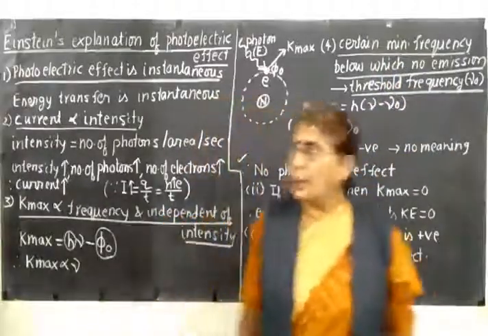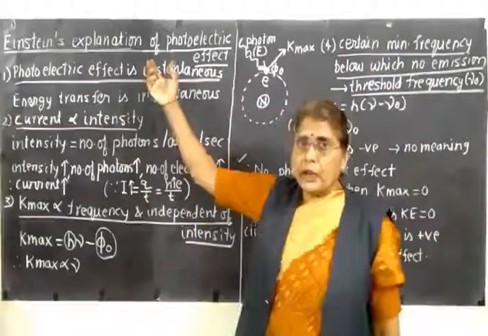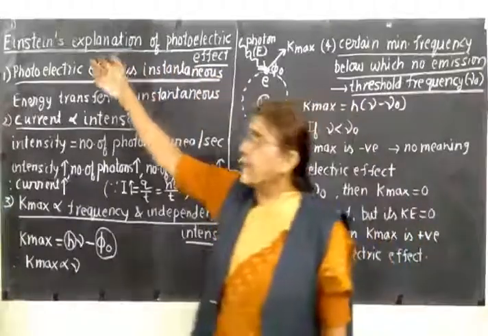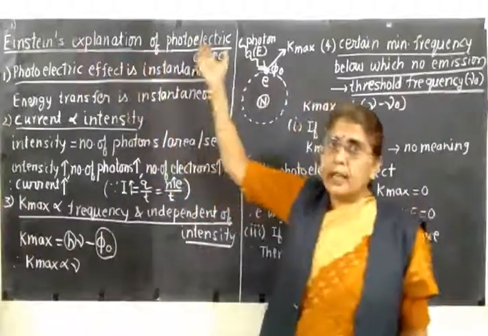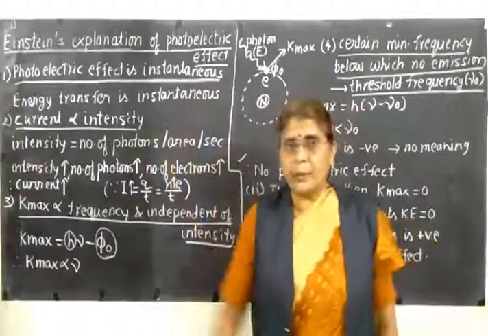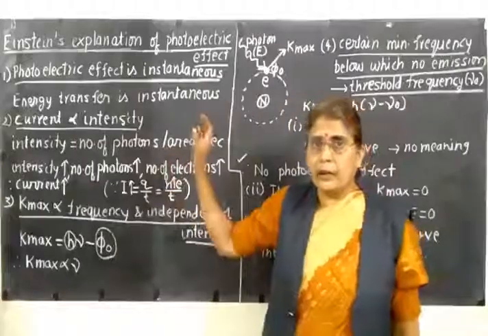So this is all about Einstein's explanation of the photoelectric effect, or you can also say, this is Einstein's explanation of the results of the photoelectric effect. So this question is important from your exam point of view. It will be asked for 5 marks.